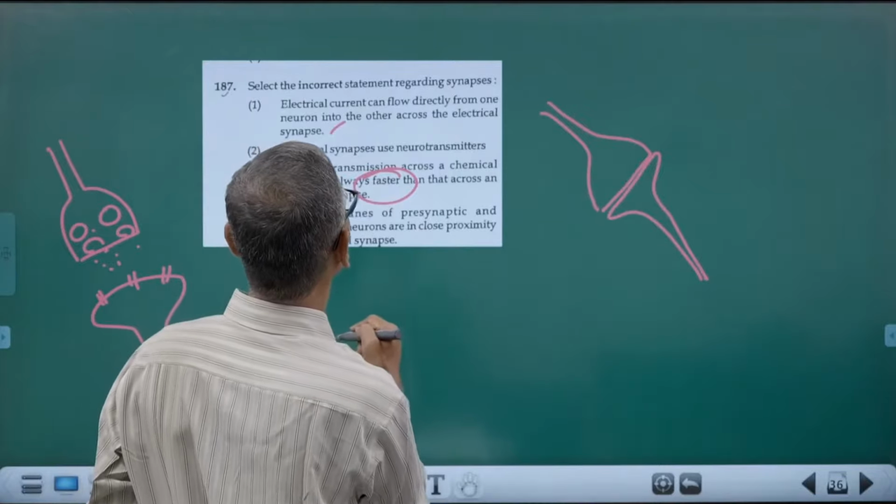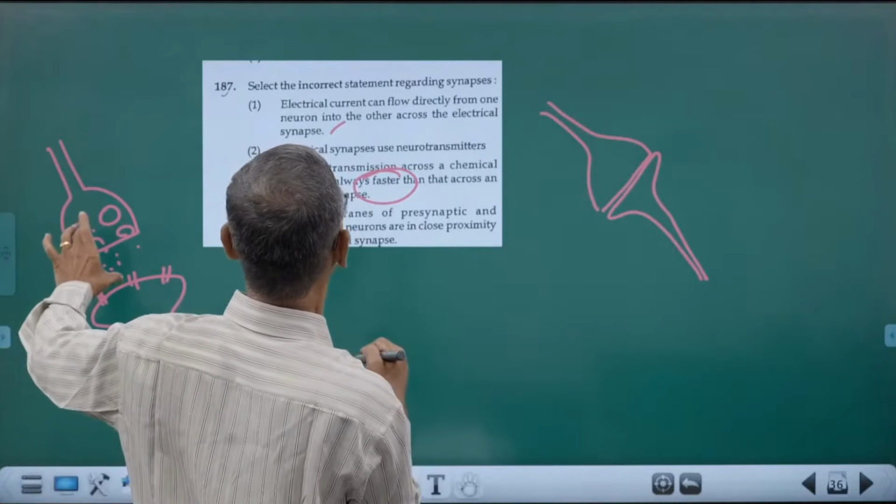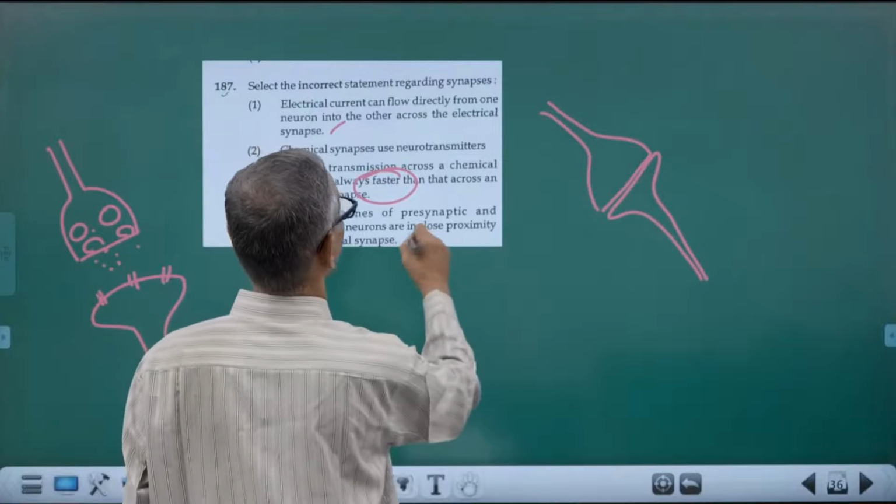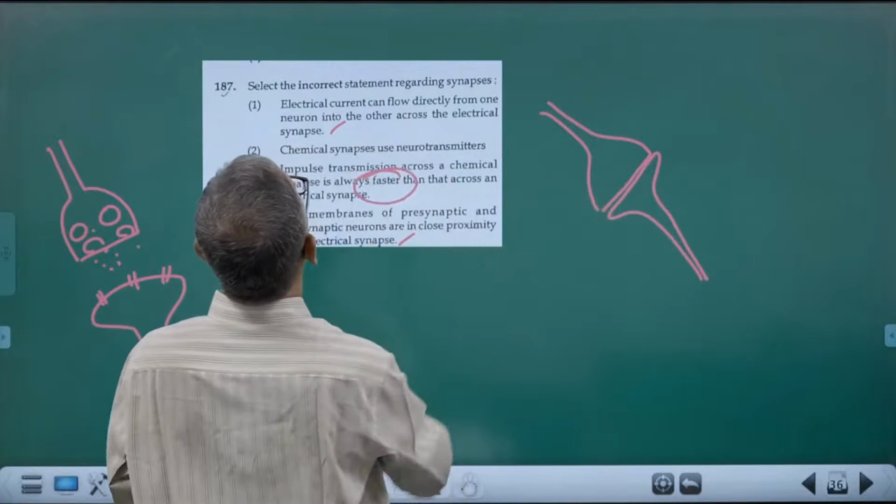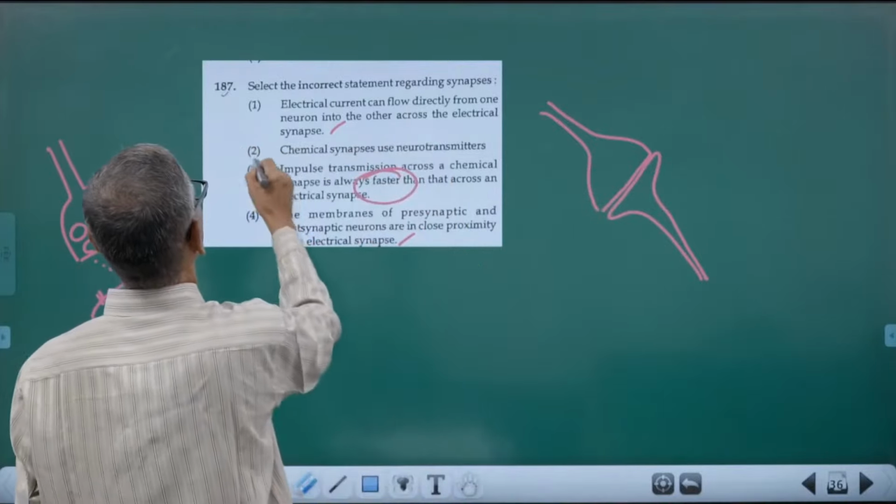The membranes of presynaptic and postsynaptic neurons are in close proximity in an electrical synapse. Correct. So, which is incorrect? 3.